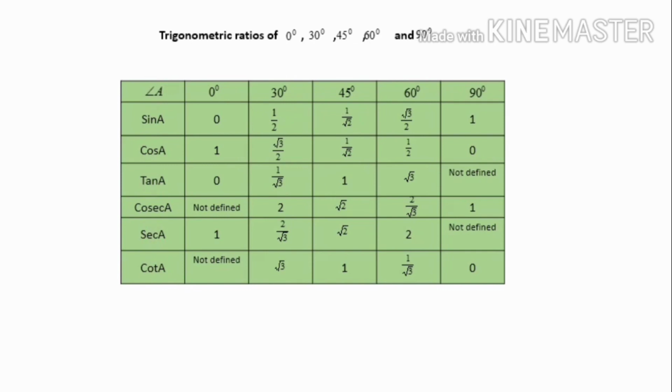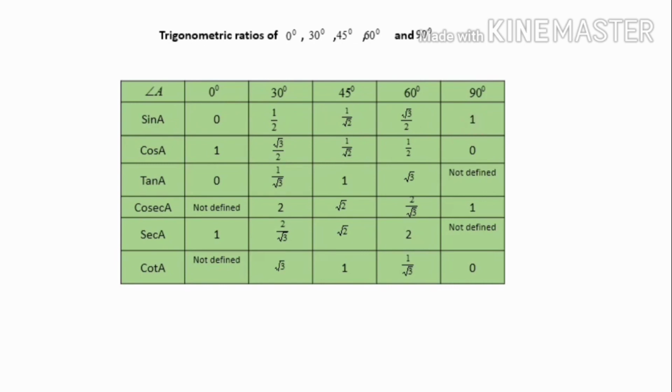Then, as I mentioned before, 5 values you have to memorize by heart, that is 0, 1 by 2, 1 by root 2, root 3 by 2, 1. That we have to fill in the second row from left to right: 0, 1 by 2, 1 by root 2, root 3 by 2, 1. So the sin A values are filled, which means the second row is filled.